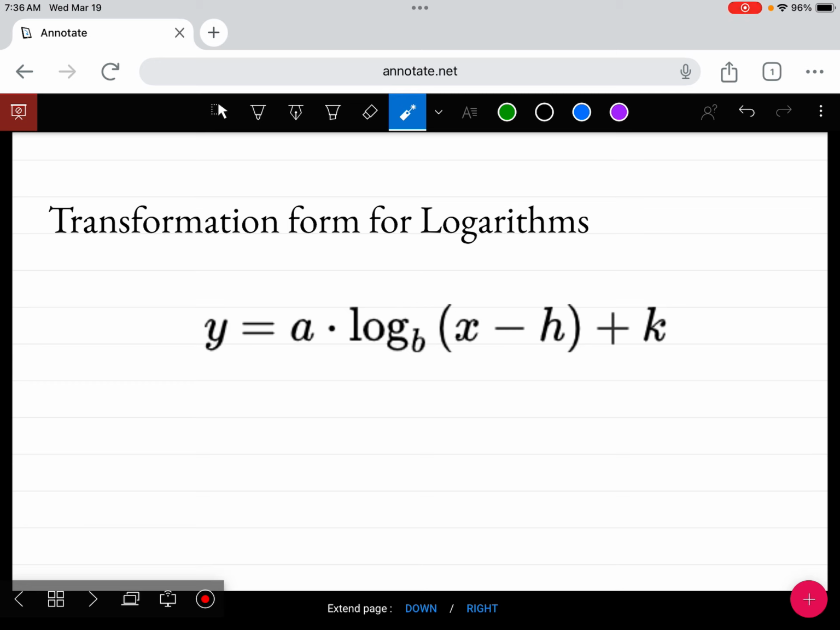The only piece in here that's different than anything we did in August is that we have the B as our base, and we have to do our transformations that way. And also the word log. But to be fair, we don't actually log anything in this one.